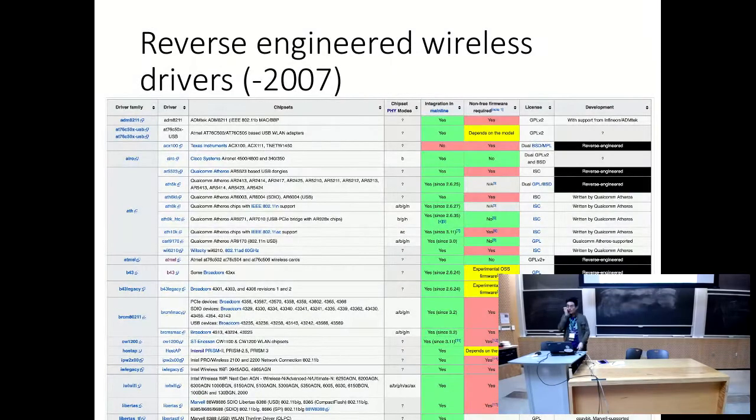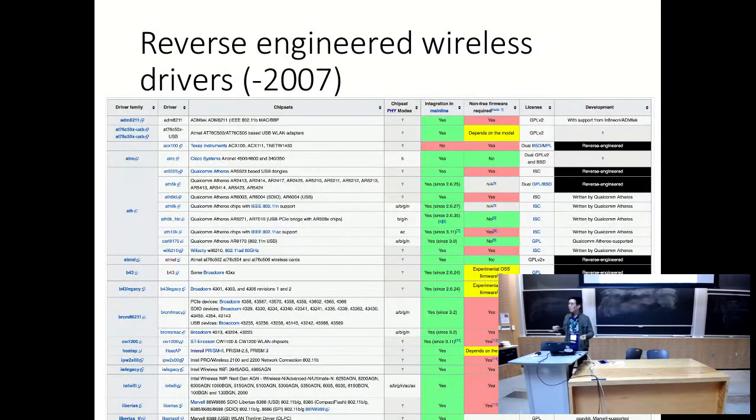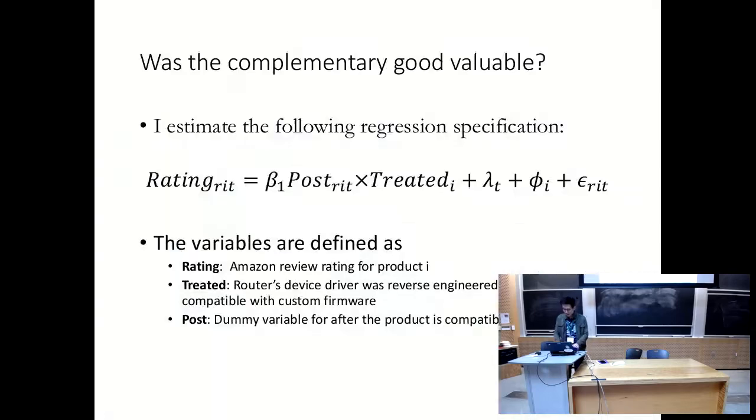And this reverse engineering, as far as I understand, when companies were designing the WRT54G, they weren't thinking that Broadcom was going to get reverse engineered and therefore they should make this incompatible or compatible with OpenWRT. And so this is a way that I am going to try to capture this.